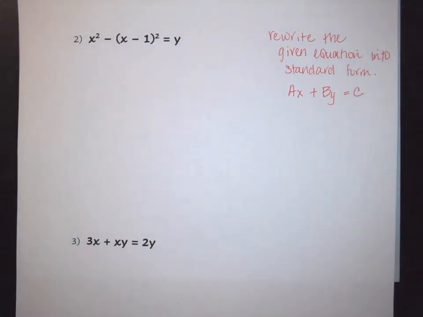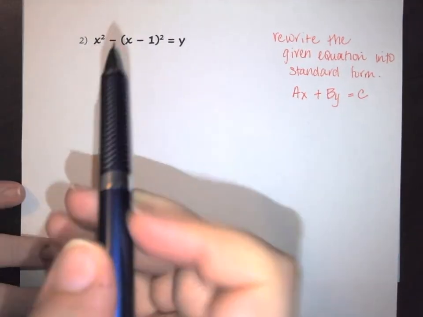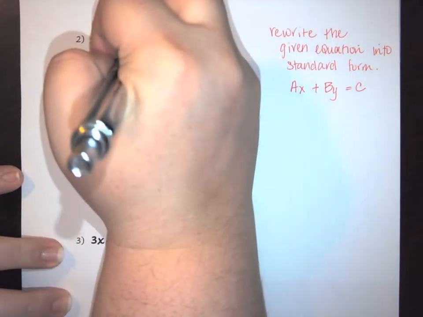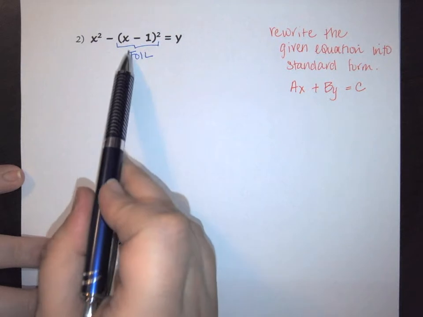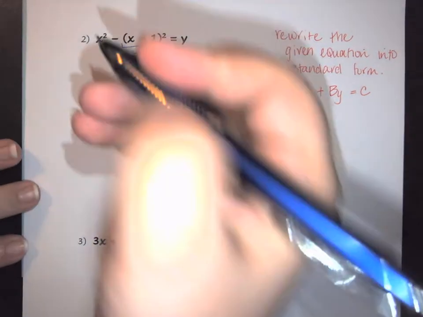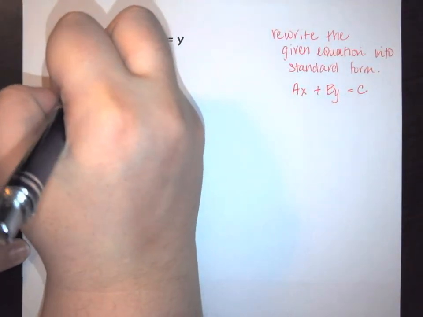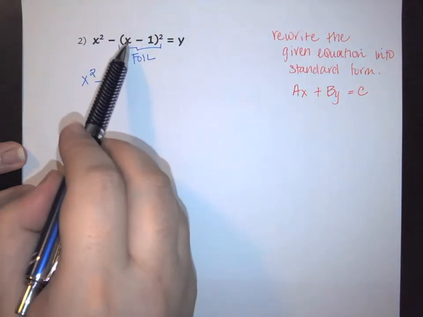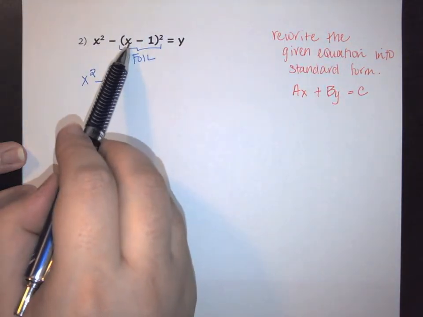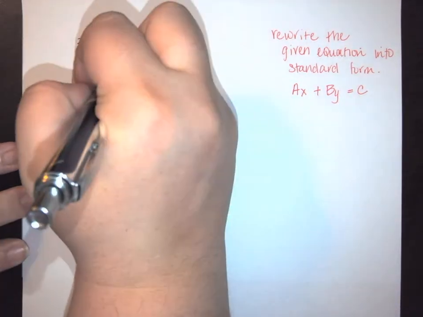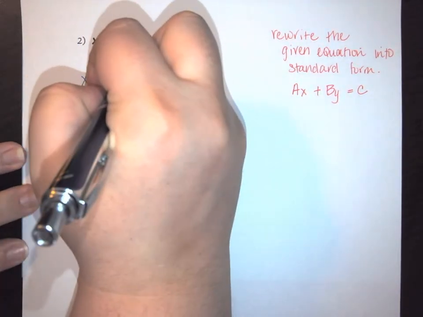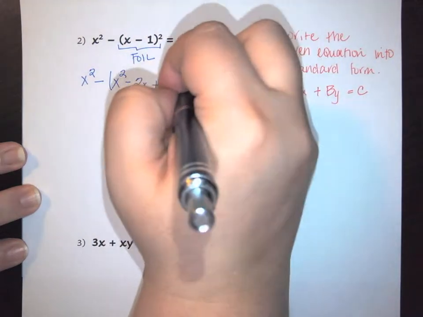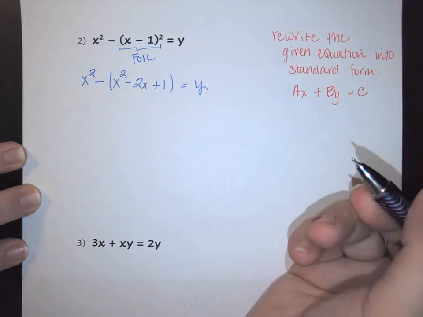Okay. So here, the first thing we need to do is FOIL out this middle piece right here. So we have x squared minus, I'm going to open a parentheses, and here we're going to have x minus 1 times x minus 1. So that's going to give us x squared minus 2x plus 1. And this whole thing equals y.